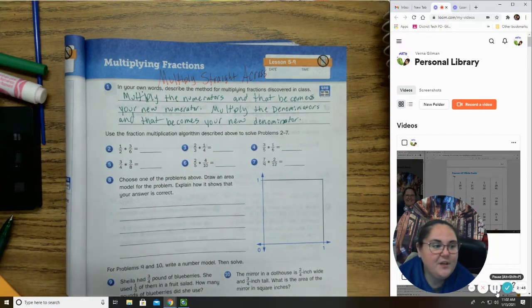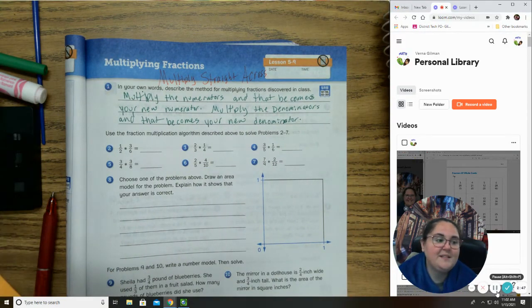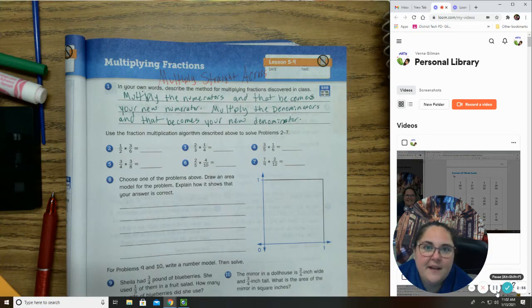All right, so we're going to use this algorithm. It's called a multiplication algorithm because it's a method for doing this problem. Okay, so the word algorithm is a fancy word for a method or a way to do something. Use the multiplication algorithm as described to solve problems 2 through 7.